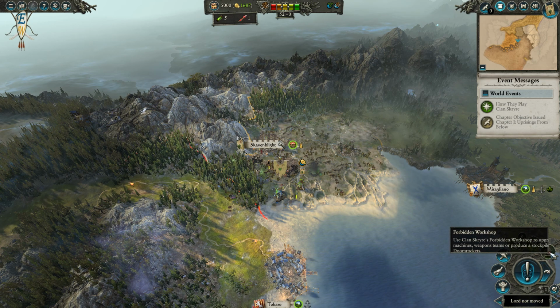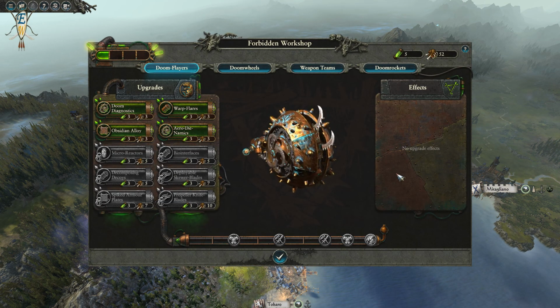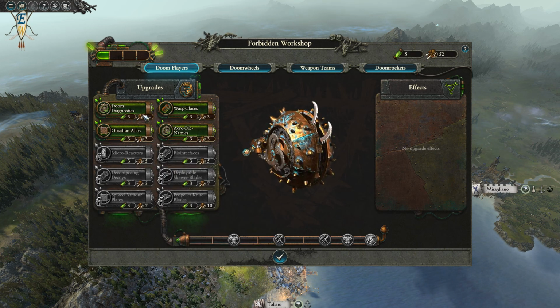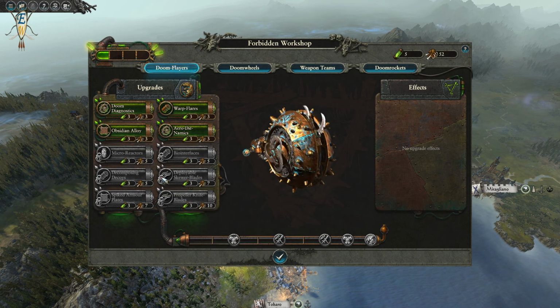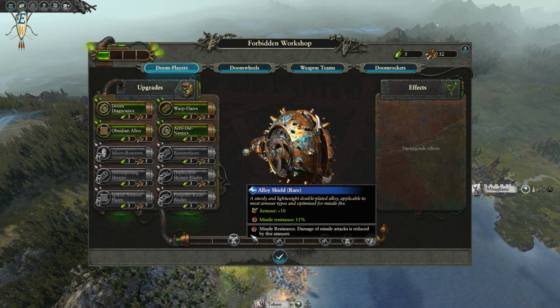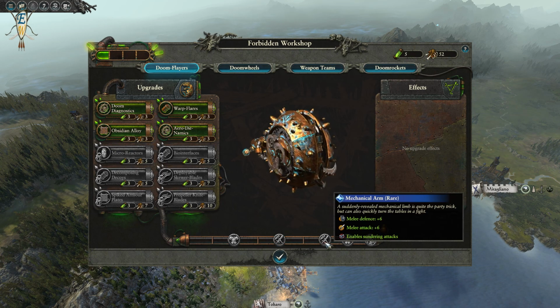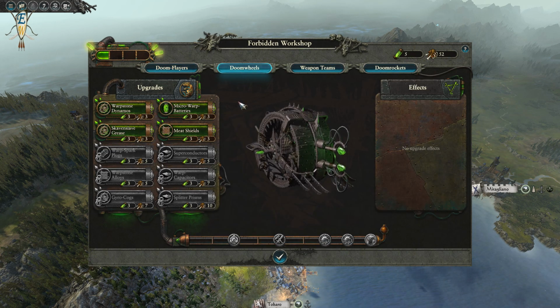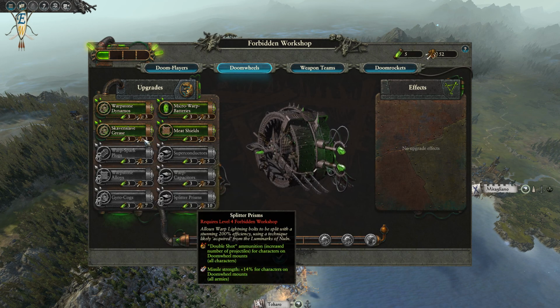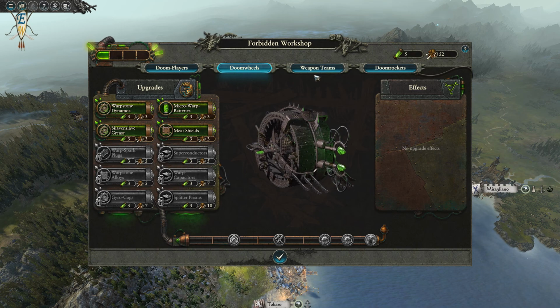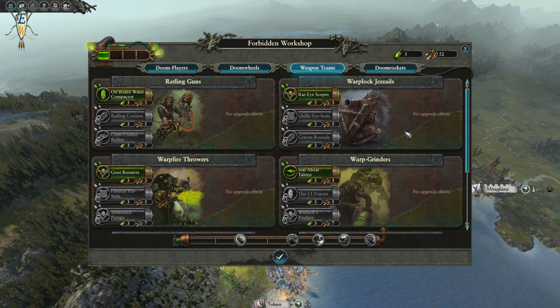Over here, you just see the Forbidden Workshop. I can't stress enough how amazing this is. You use a combination of warp fuel and food, so make sure you have plenty of both to do various things. You can upgrade this unit, the Doomflayers, and then the further you go, you get extra stuff. The more upgrades you do, the more this bar fills up, and then you'll gain access to these. You can also do Doom Wheels. Same again, the more you upgrade this, the more you can come up this way, get extra stuff. This is definitely the one that you want to go for.